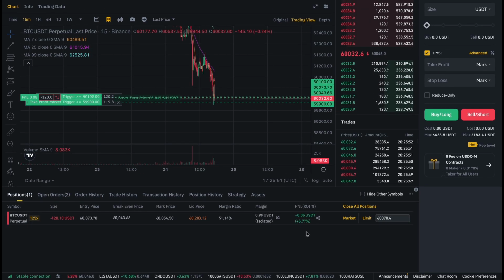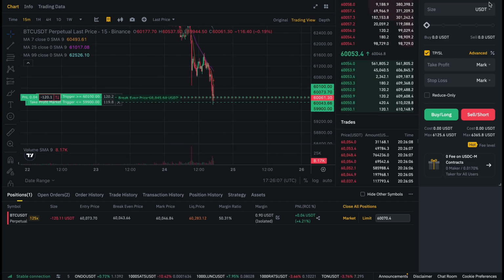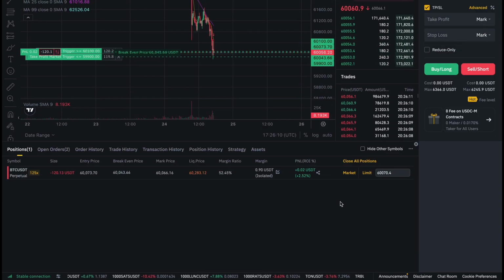Now if you can see here, it's moving quite quickly. Now I'm at that 11% profit. It can easily be an 11-13% loss because the market is volatile and you've put an order with a leverage of 125. Be careful when you are trading at a high leverage or even at a lower leverage.